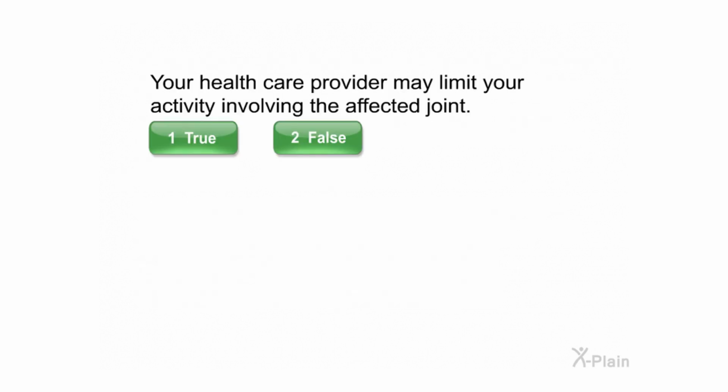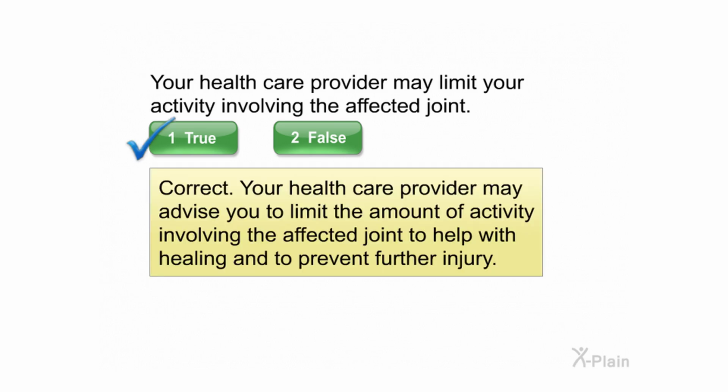Your healthcare provider may limit your activity involving the affected joint. Select true or false. Correct. Your healthcare provider may advise you to limit the amount of activity involving the affected joint to help with healing and to prevent further injury.